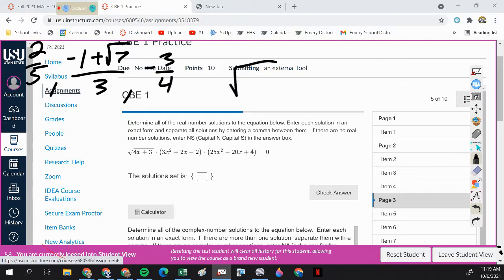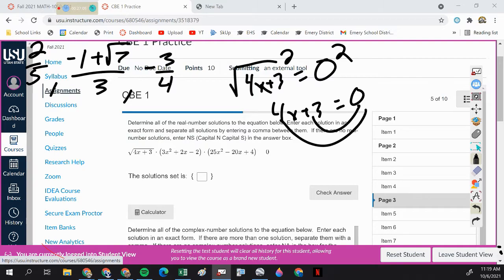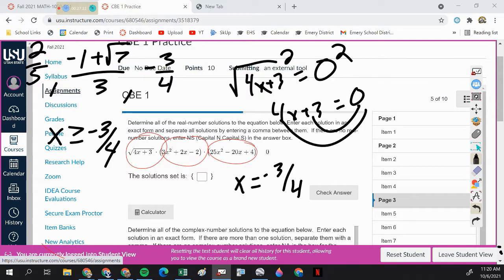Because when does the square root of 4x plus 3 equal 0? Well, if you square both sides, you get 4x plus 3 equals 0. Subtract the 3, divide the 4. So x equals negative 3/4 is a root. So you need to find the roots of each piece, and you need to check them against this. So they have to be a root of one of those, and they have to fit inside that window. Anything outside that window is not a solution. Questions?